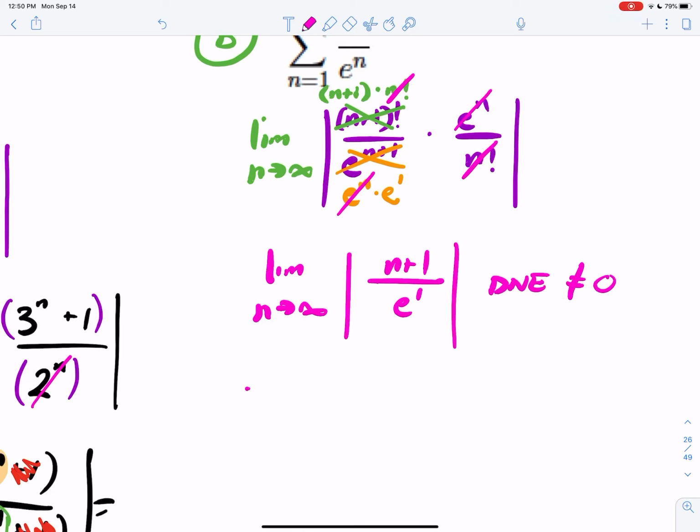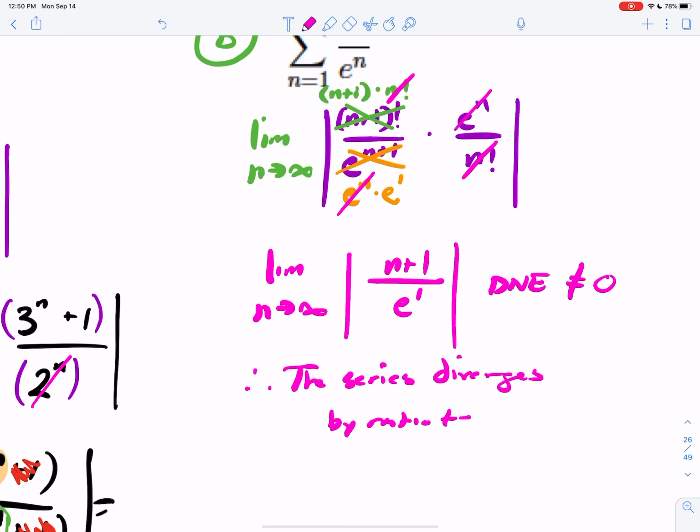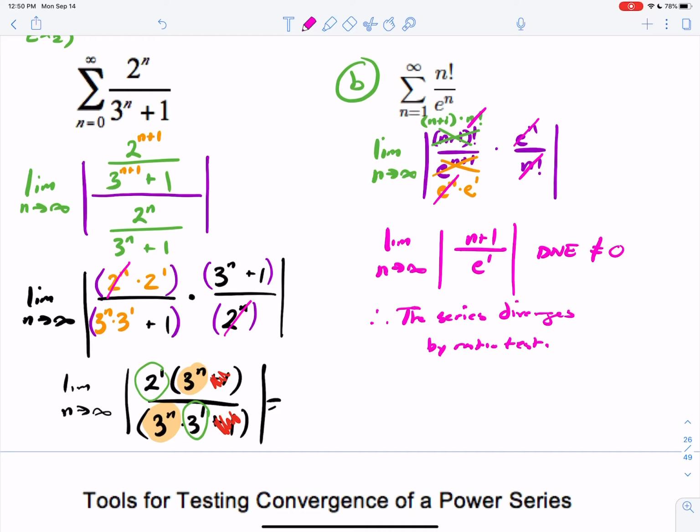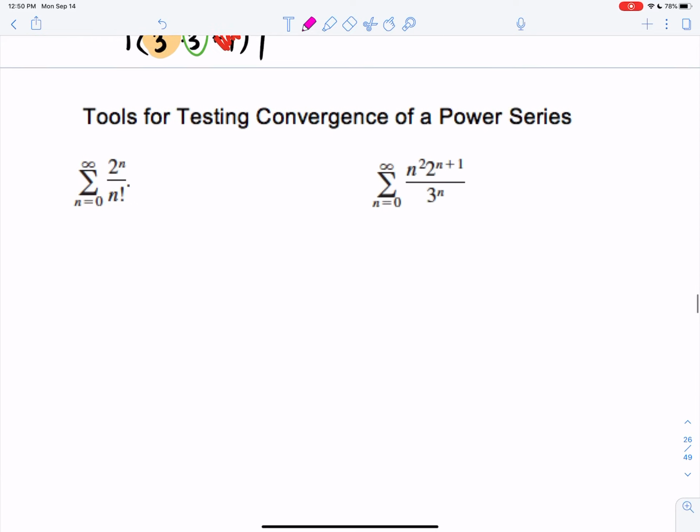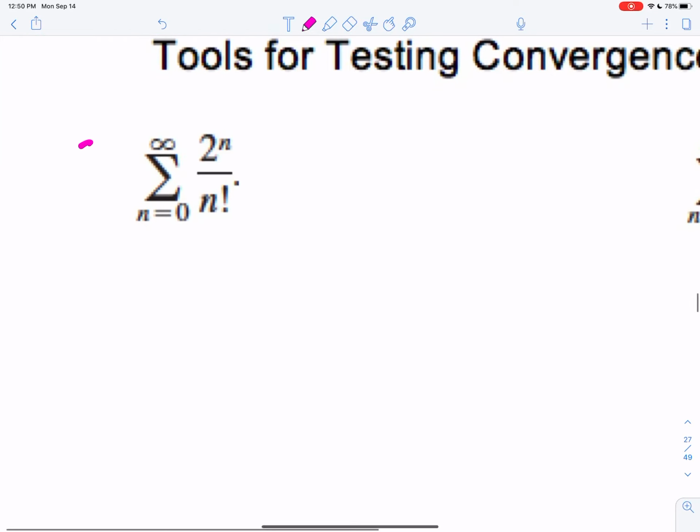So what does that mean? Therefore, the series diverges by ratio test. Okay? Let's do as many as we can so you guys get exposure. Here we go. Here's part C. Try that one, go as far as you can, and then press play when you're ready, okay?